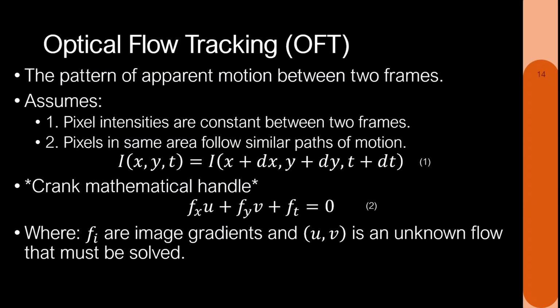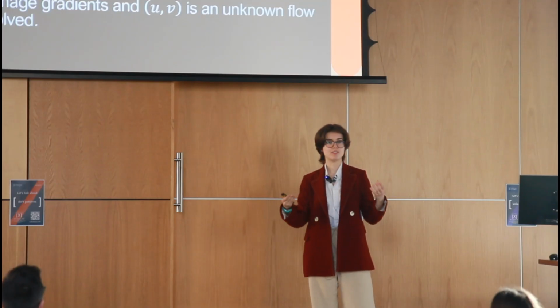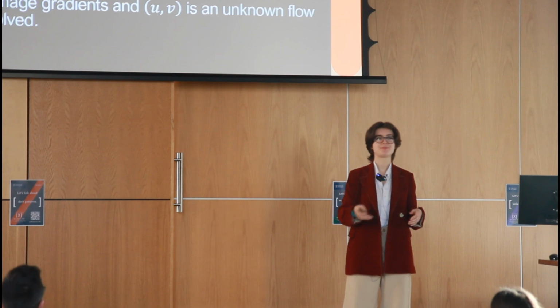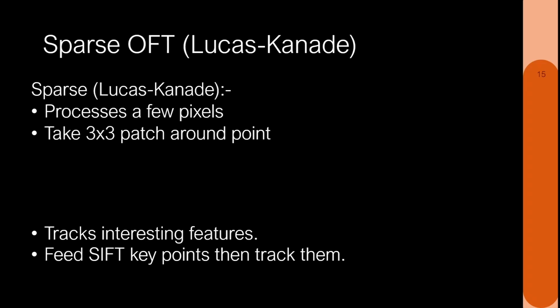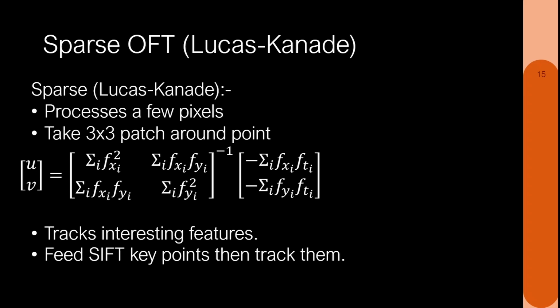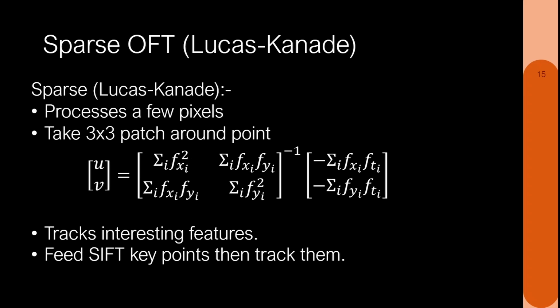So the S are the image gradients, but what's important are the UV terms here. This is the unknown flow vector, and it is how you solve for this unknown flow that gives you your different types of optical flow tracking. The one I utilised was sparse optical flow tracking, or the Lucas-Kanade method. This only processes a few pixels at a time. Thus, if we feed it the SIFT key points, it should just track the SIFT key points. So finally, we move on to our results.